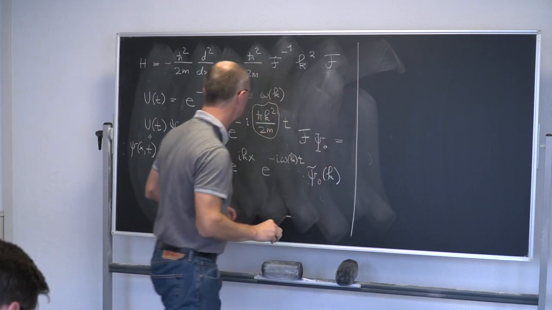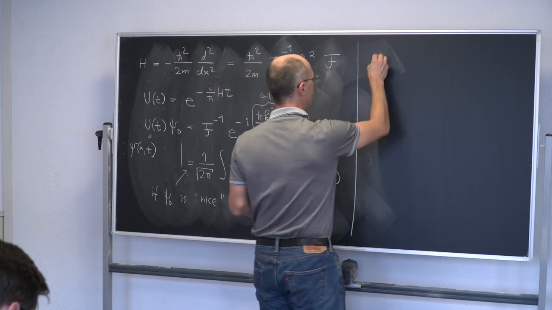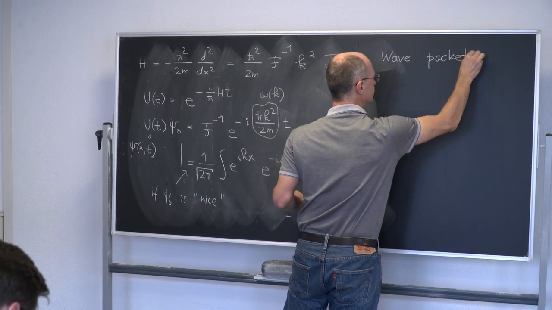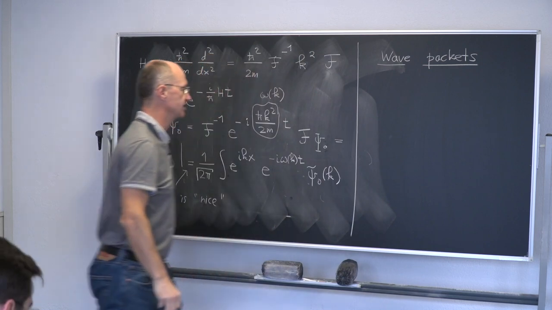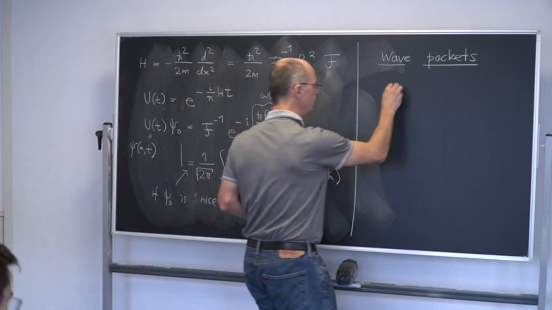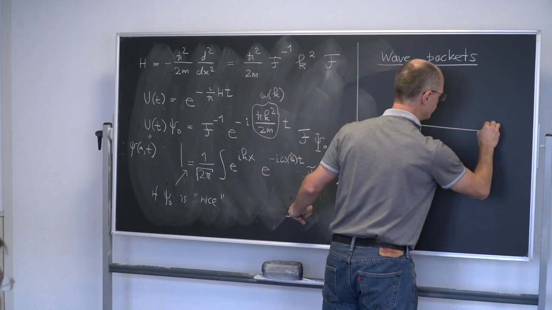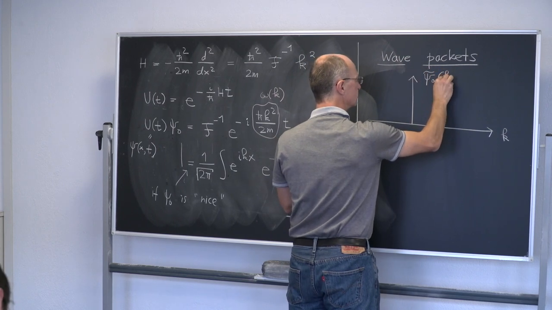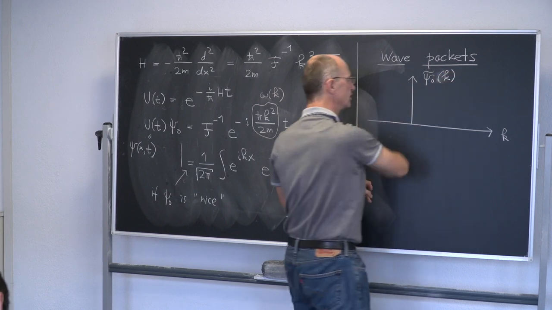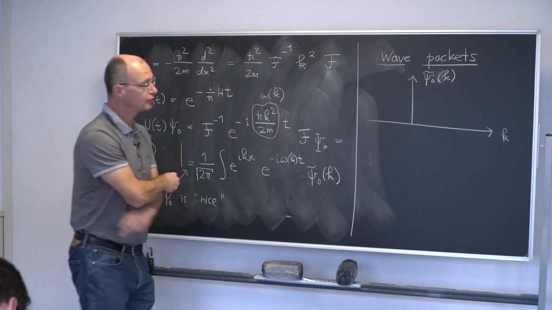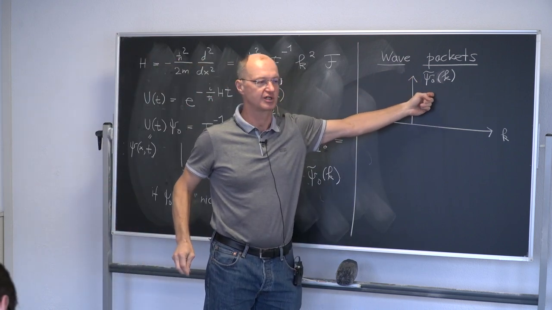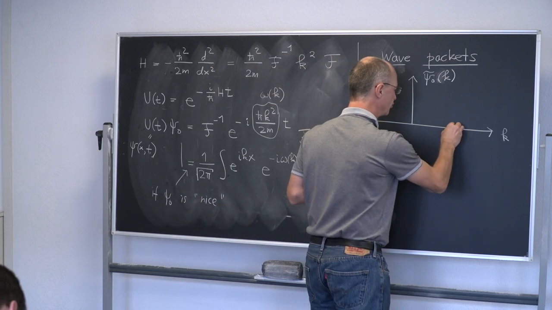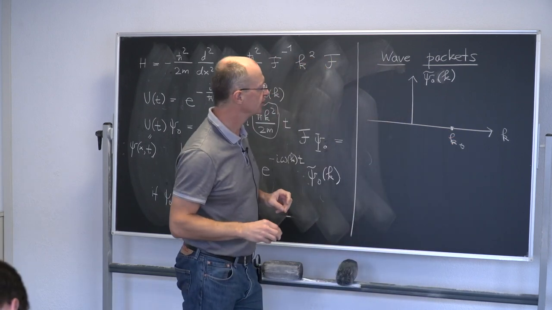So now let me discuss a little bit this story. This discussion goes under the name of wave packets. So let me do the following. Let's say this is a k-axis, and this is a function, the Fourier transform, psi naught tilde of k. Of course, I cannot quite draw graphs of such things because it's a complex-valued function. But let me choose some point k naught on the k-axis.